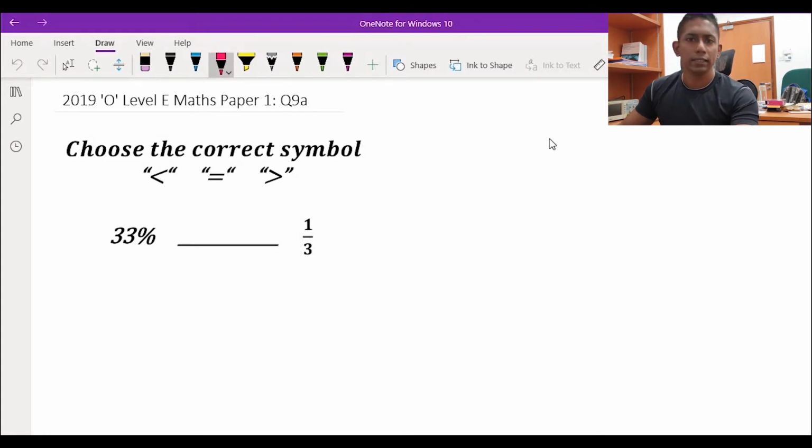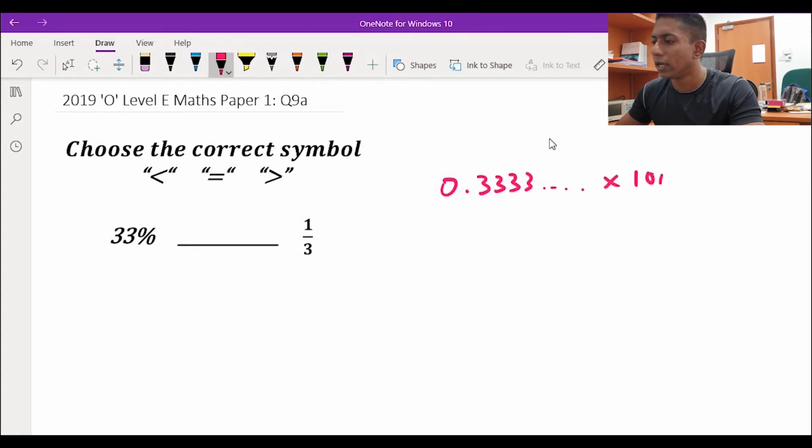If you were to key in this number 1/3 in your calculator, you will see that you get 0.3333 and so on, and it goes on indefinitely. To express this as a percentage, I multiply it by 100%, so I will get 33.333 and so on percent.